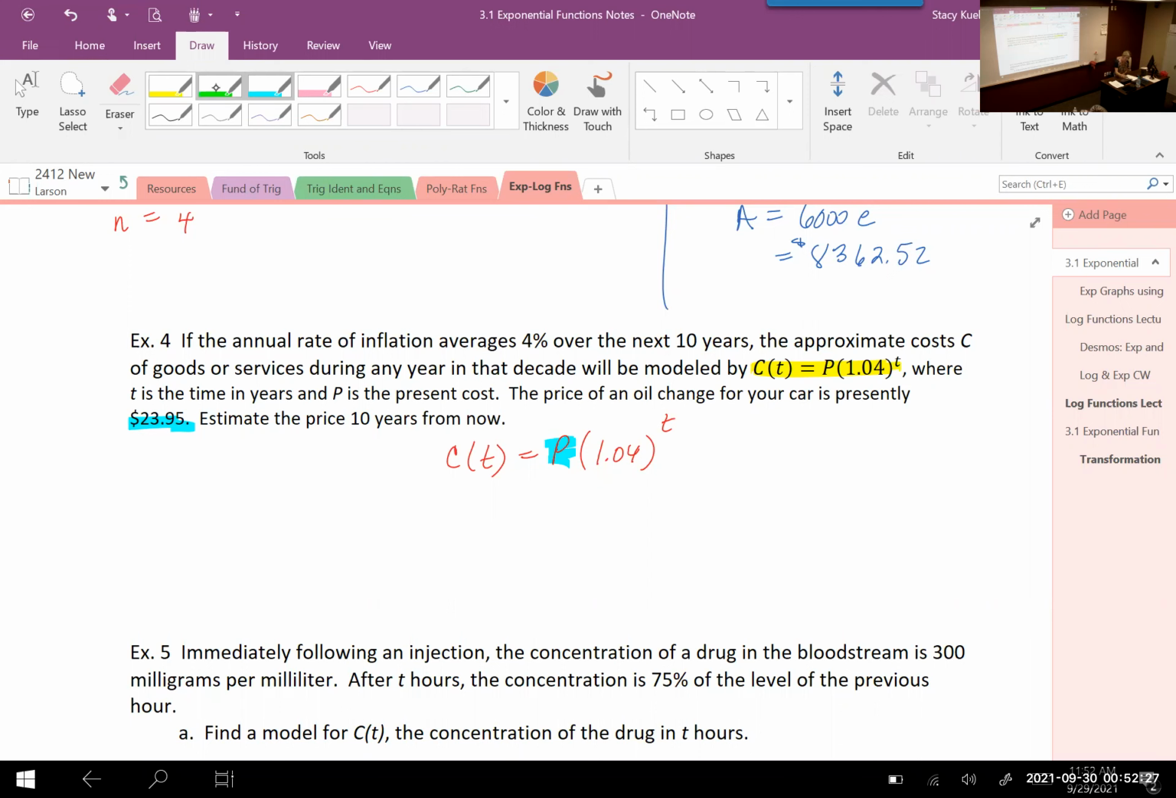All right, now time is gonna be 10 years. So let's plug it in. 23.95 times 1.04 raised to the 10th power.